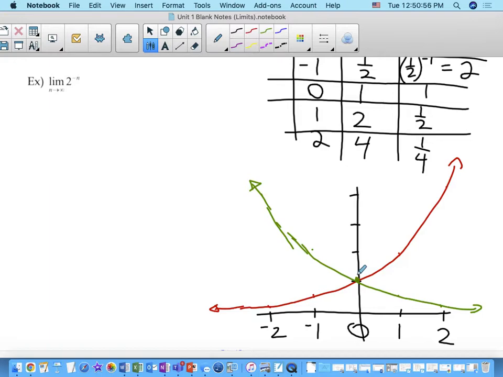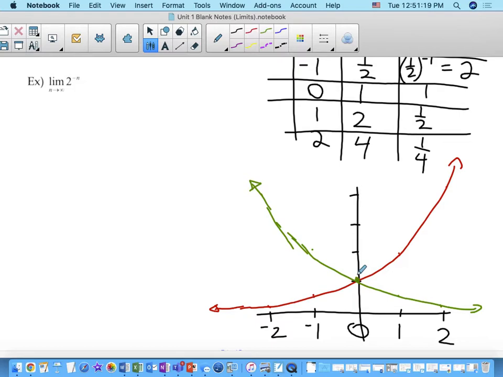But which side is which? So how do we tell? The way that we tell is: is the base greater than 1 or between 0 and 1? If it's greater than 1, if we keep multiplying by something bigger than 1, we're going to get bigger and bigger and bigger. And so it's going to look like the red one.